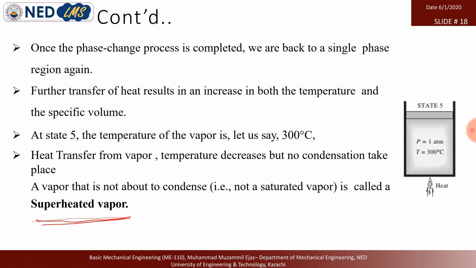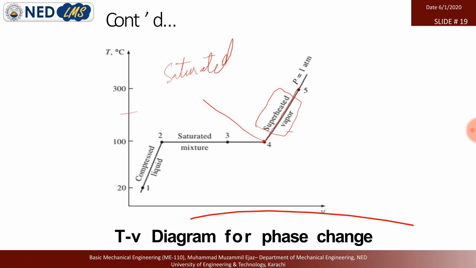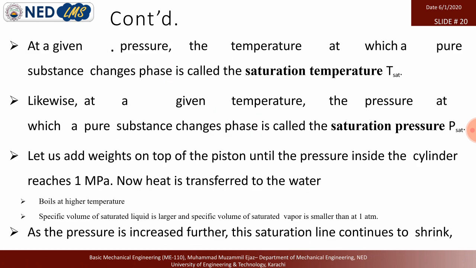Superheated vapor. So now, at a given pressure, the temperature at which a pure substance changes phase is called the saturation temperature. We call this the boiling state 2. Likewise, at a given temperature, the pressure at which a pure substance changes phase is called the saturation pressure.